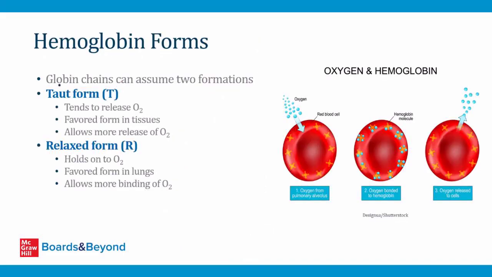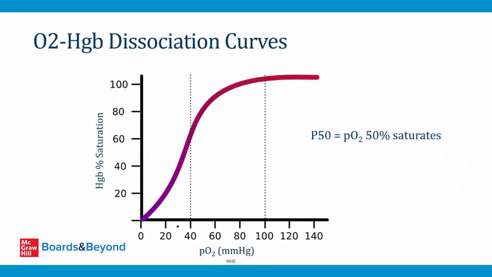You should be aware that globin chains can assume two formations. One is called the taut form. This tends to release oxygen, and this is the favored form in tissues. It allows for more release of oxygen. The other form is called the relaxed form. This tends to hold on to oxygen. This is the favored form in the lungs, and this allows for more binding of oxygen. And so if we go back to this slide, here at a PO2 of 40 is what the tissues have, and this is where you're going to find lots of hemoglobin in that taut form. Up here is where you're going to find it in the relaxed form because this is a PO2 of 100, and that's what you find in the lungs.